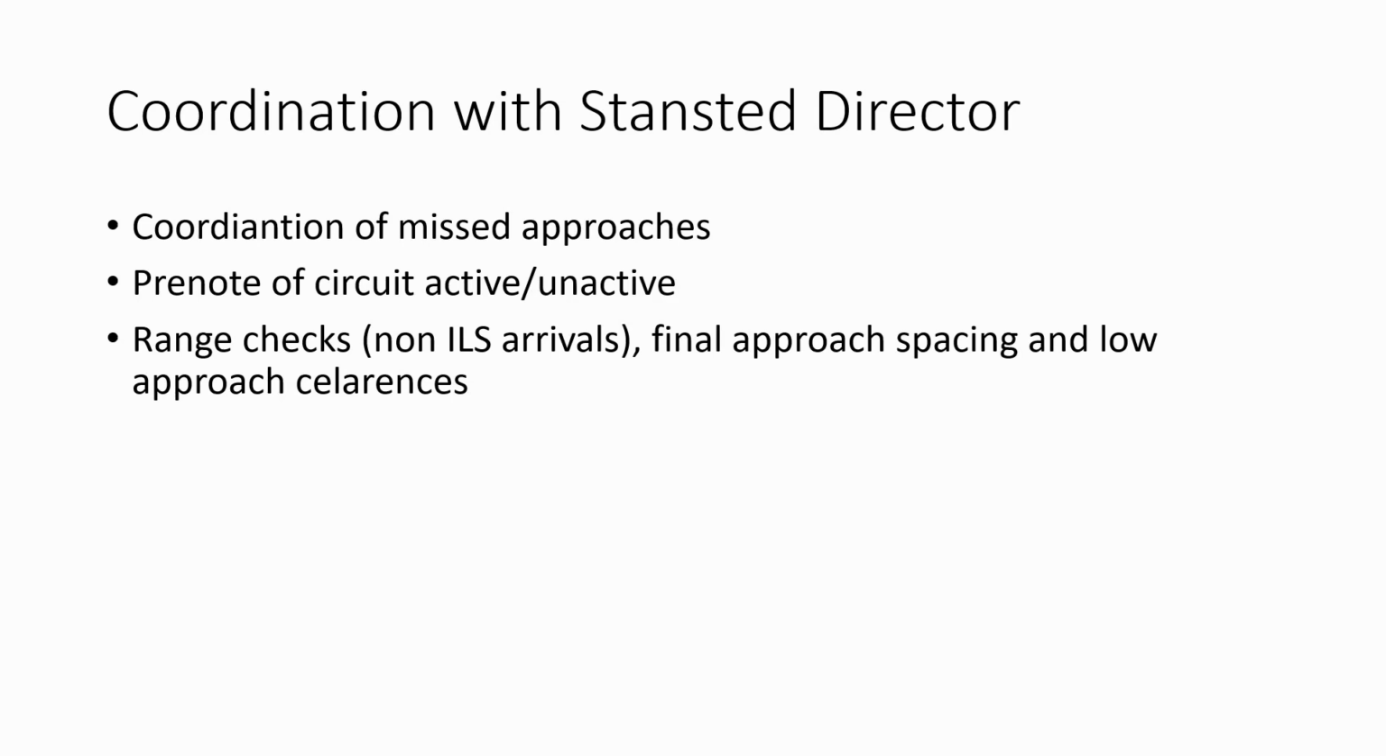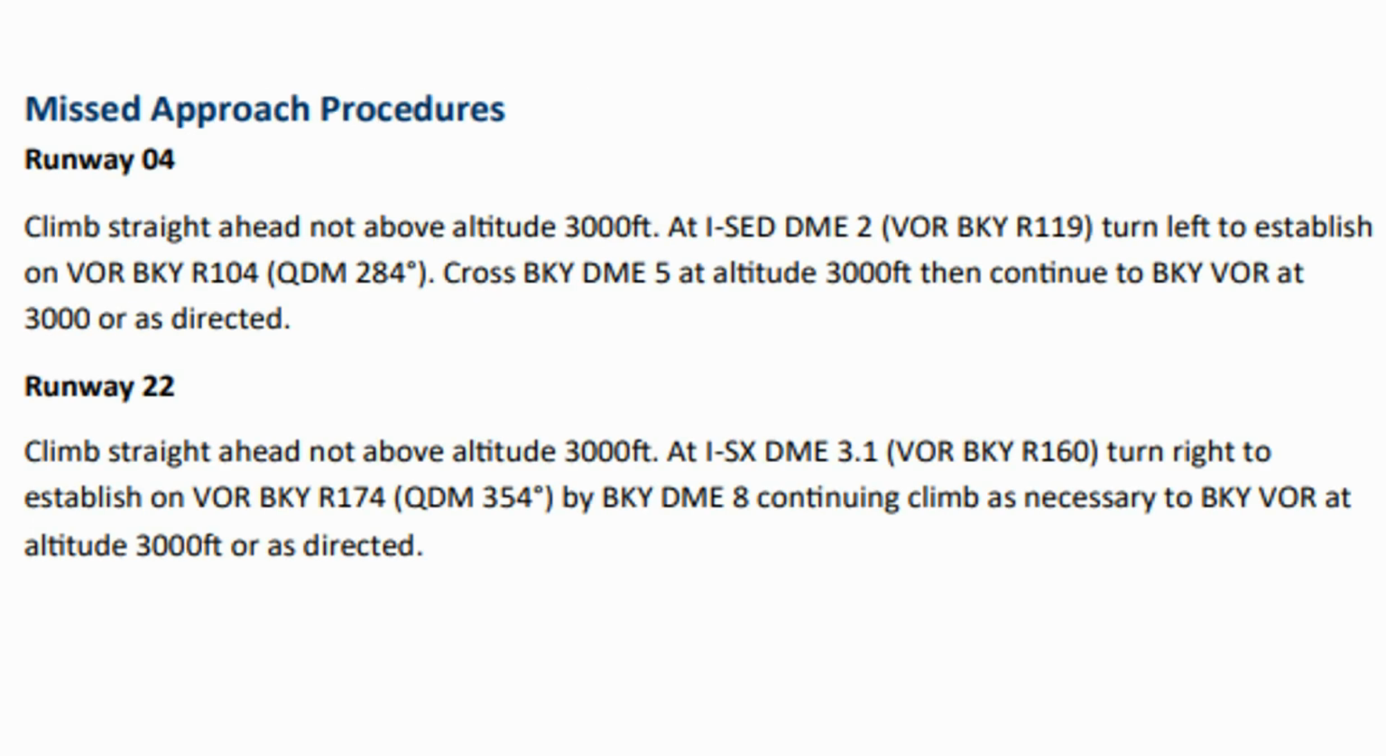Okay? And the missed approach procedures, okay? All of this is very confusing, and I'm not going to lie. The pilots need to know, not you. Okay? What you need to know is what direction the missed approach is going, because it might interfere with your aircraft. So, from runway 04, if they're going around, they'll climb straight ahead, not above altitude 3,000 feet.